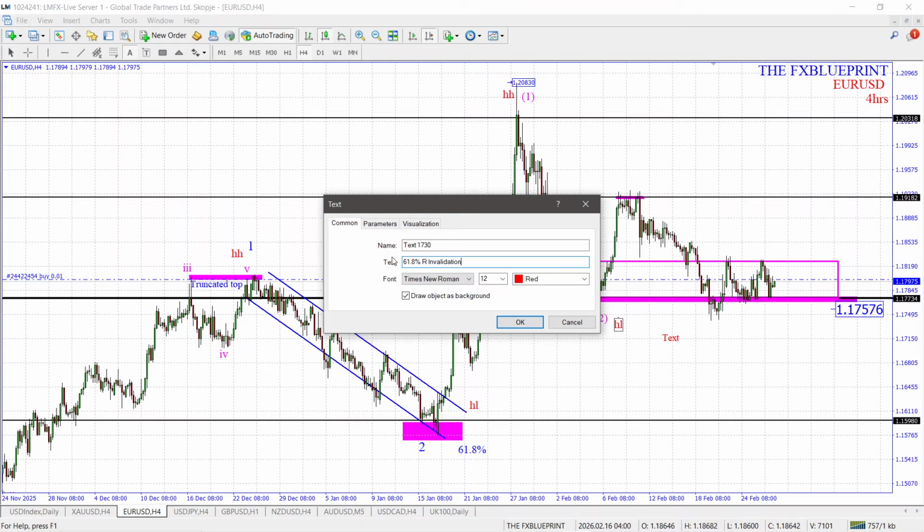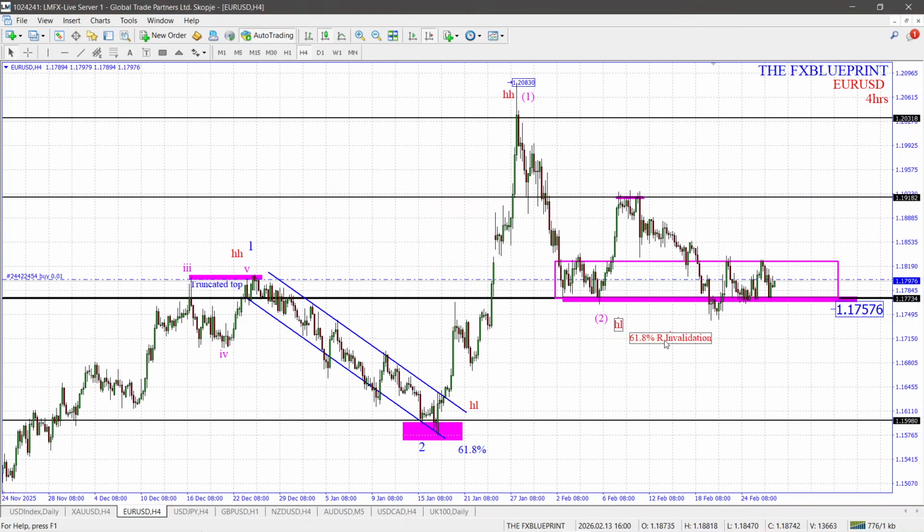What does that mean? If the price gets below that point, the trade is invalid. Okay? 12 is good. We'll make that red. I'm sure you guys can be able to see. 61.8 invalidation. Now you can wiggle your price between where I've put it, like 1.1752. I mean 57. Anywhere within a range of 10 pips of that price should be great.